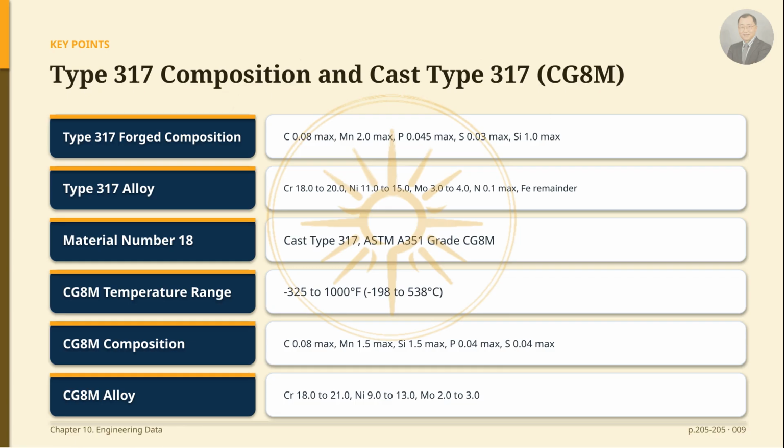Following this, material number 18 is cast type 317, specified as ASTM A351 grade CG8M. The operating temperature range is minus 325 to 1,000 degrees Fahrenheit, or minus 198 to 538 degrees Celsius, which has a lower upper limit than the forged material. The composition of CG8M is 0.08% carbon max, 1.5% manganese max, 1.5% silicon max, 0.04% max for both phosphorus and sulfur, 18.0 to 21.0% chromium, 9.0 to 13.0% nickel, and 2.0 to 3.0% molybdenum.